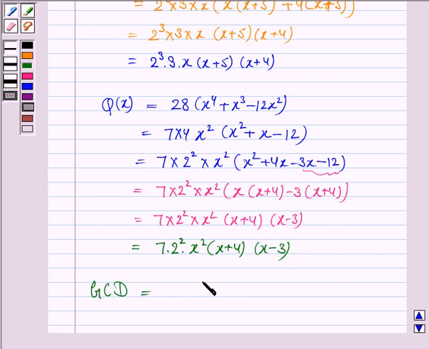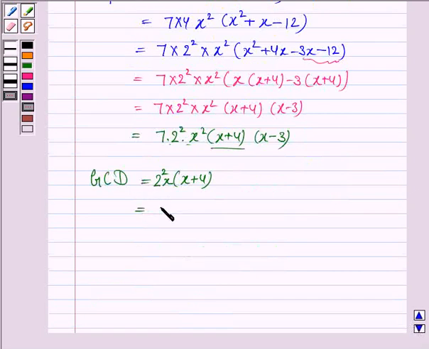Now, GCD is the product of all the common irreducible factors of Px and Qx raised to the least exponent. Now, we see that x plus 4 is one of the common irreducible factors. Then, x to the power 1 is one of the common factors. Then 2 to the power 2 is the common factor. Now here least is 2 to the power 2. 2 to the power 3 is greater than 2 to the power 2. And here x to the power 1 is less than x to the power 2.